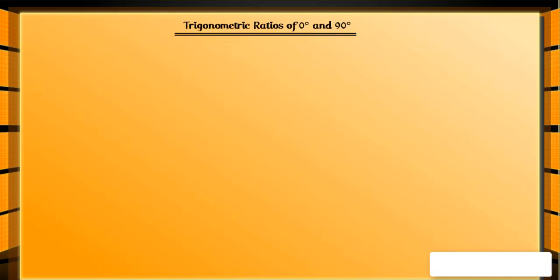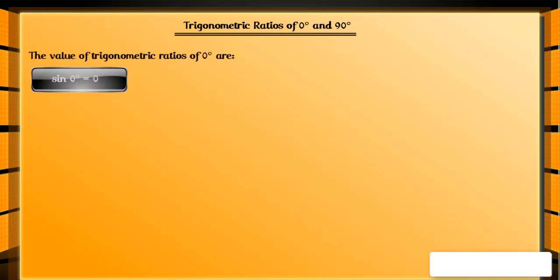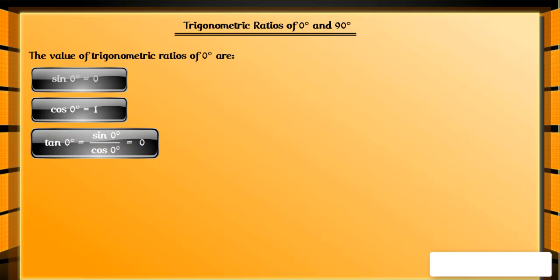Now let us discuss trigonometric ratios of 0 degrees and 90 degrees. Sin 0 degrees is equal to 0. Cos 0 degrees is equal to 1. Tan 0 degrees is equal to sin 0 degrees upon cos 0 degrees, which is equal to 0.